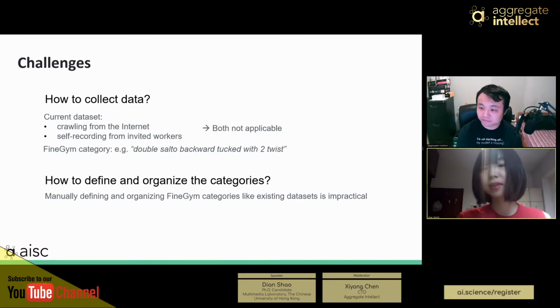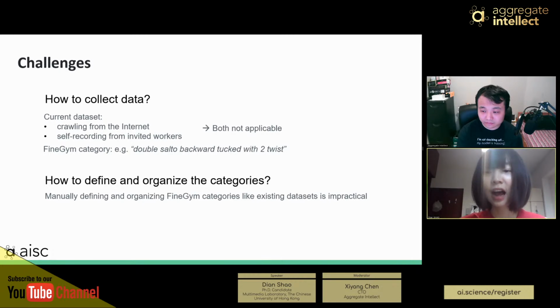Okay, as stated, our goal is to build a high quality and fine-grained action dataset with hierarchical annotations, both semantically and temporally, for the community. However, things are not so easy. Building such a complex and fine-grained dataset brings a series of unprecedented challenges. The first problem we need to solve is how to collect the raw video data.